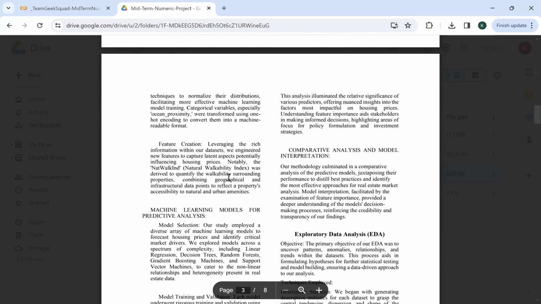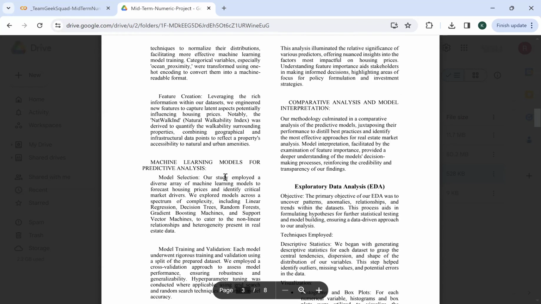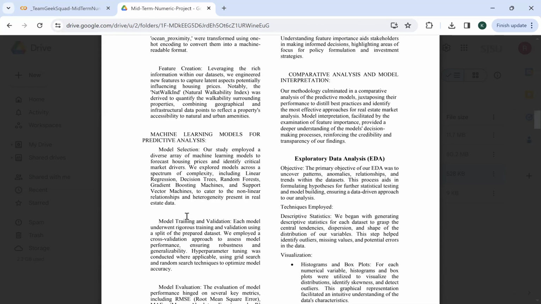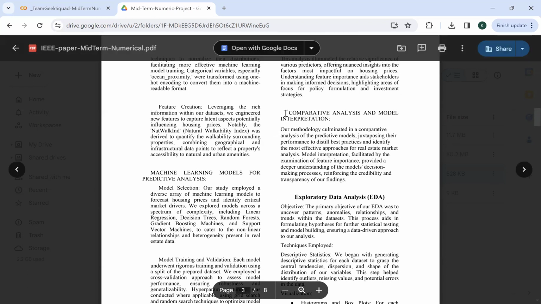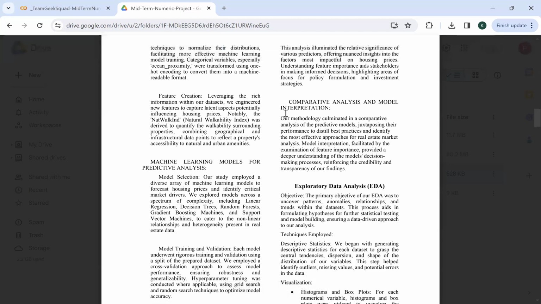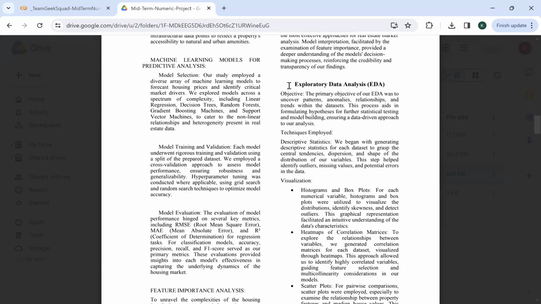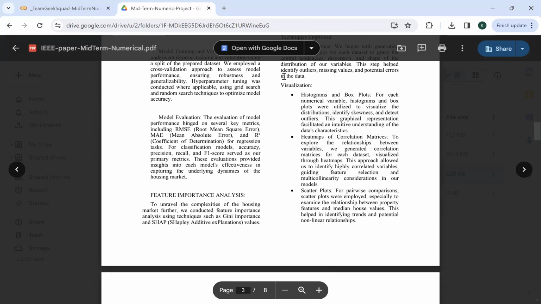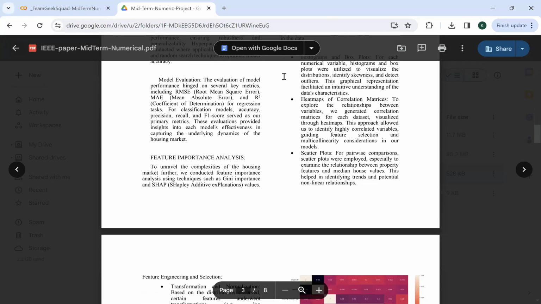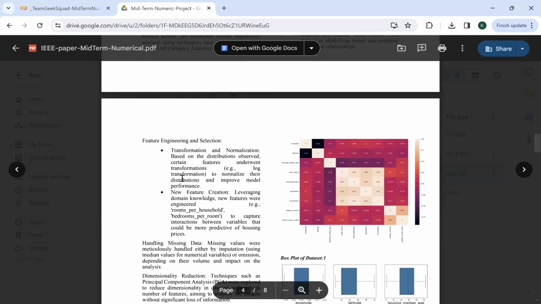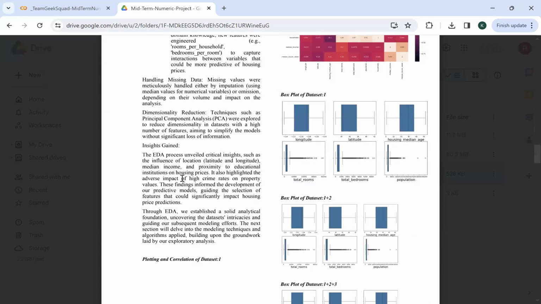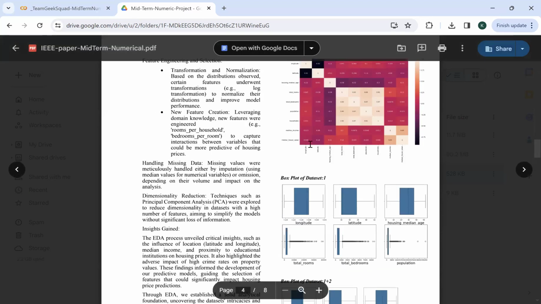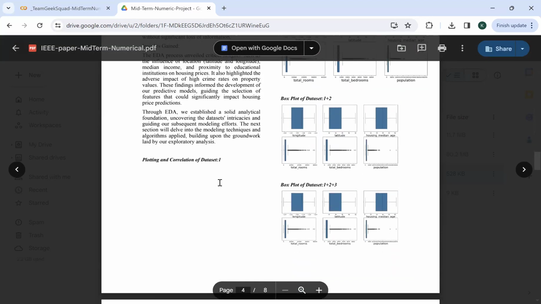And the machine learning models for predictive analysis, we have mentioned the models, the training and the evaluation part, and the comparative analysis and the model interpretation. And about the EDA part, we have done the visualizations such as the heat maps, box plots, and scatter plots. You can take a look at these plots here as well as in the Colab.